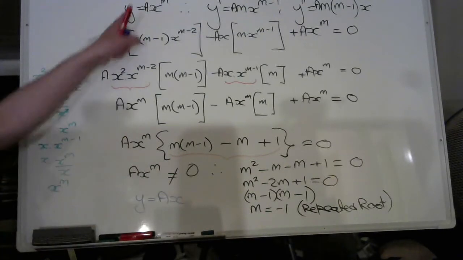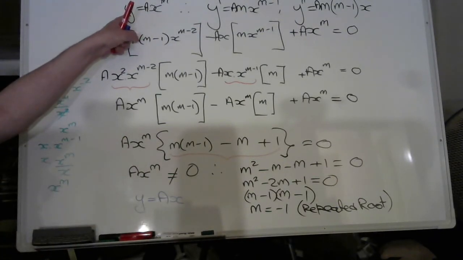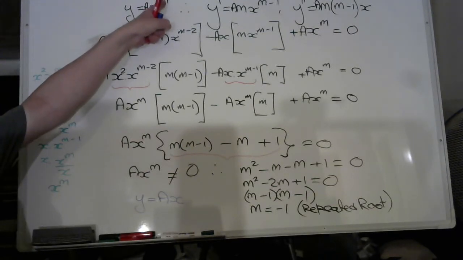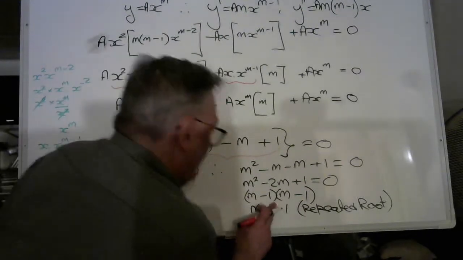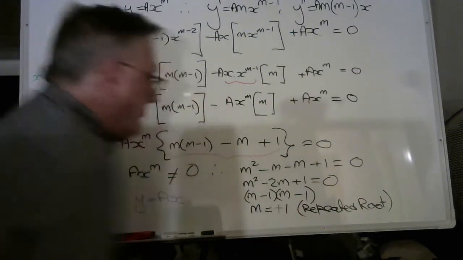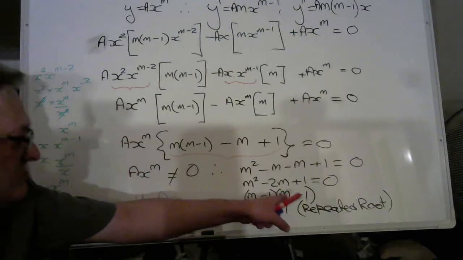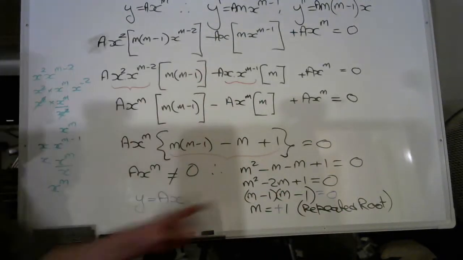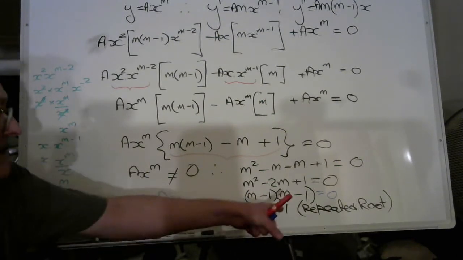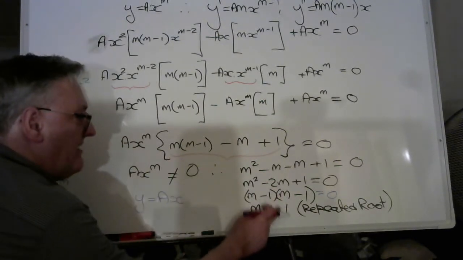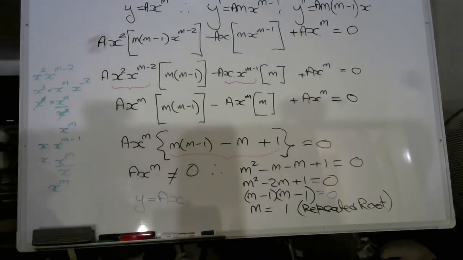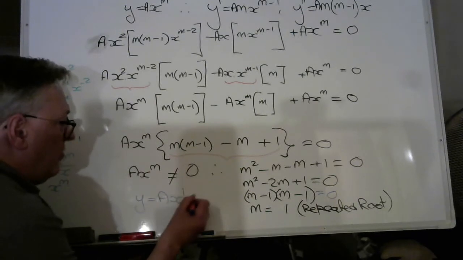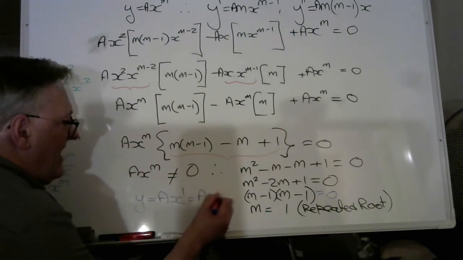Well, we know that we've assumed a solution of y equals ax to the power m, but we've just found that m minus 1 equal to 0 yields a root of m equal to plus 1. So we'll just get rid of that plus sign because it's just equal to 1. M is equal to 1, so we've got y equals ax to the 1, or just ax.